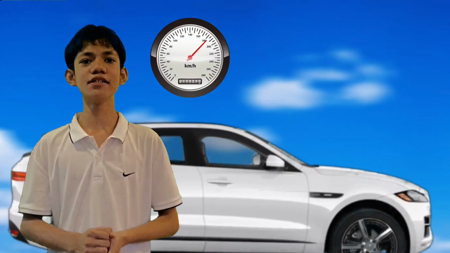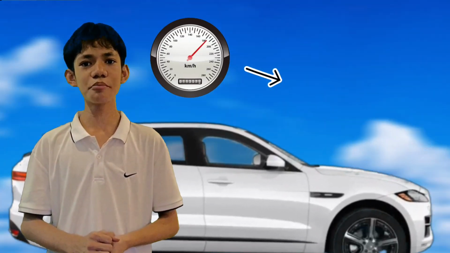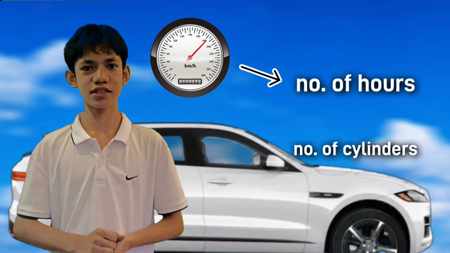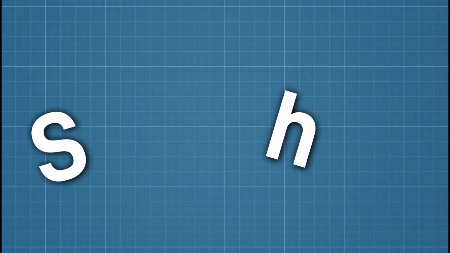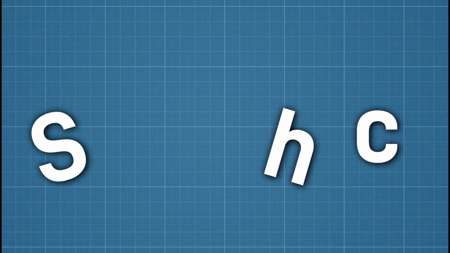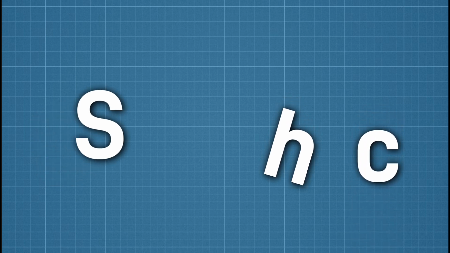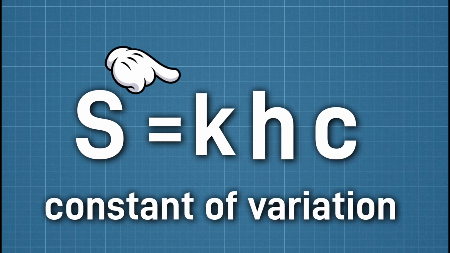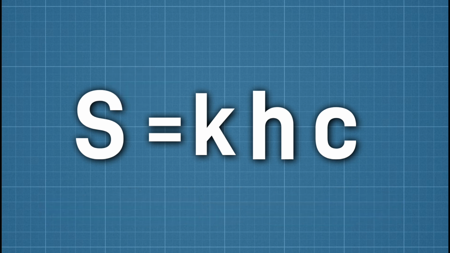Let's have number 1. Let's say that the speed of a car is directly proportional to the number of hours it has been driving and the number of cylinders in its engine. If we denote the speed of the car as S, the number of hours as H, and the number of cylinders as C, we can express the joint variation as S is equal to KHC. In this equation, K represents the constant of variation. It remains the same as long as the other variables are proportional.